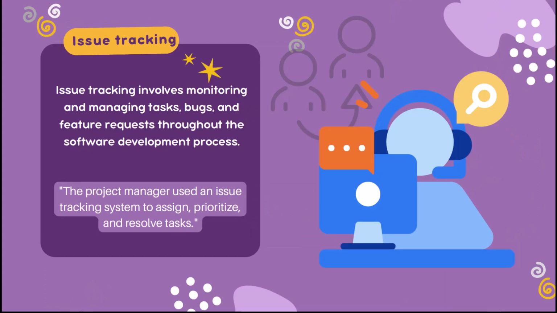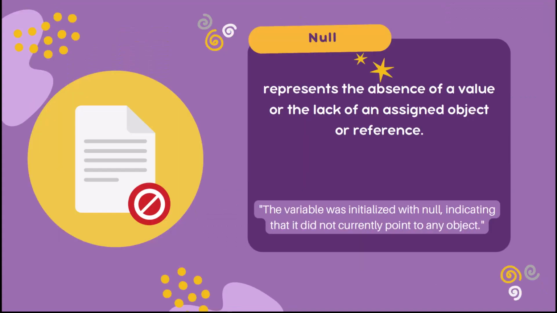Issue tracking. Issue tracking involves monitoring and managing tasks, bugs, and feature requests throughout the software development process. Example: the project manager used an issue tracking system to assign, prioritize, and resolve tasks. Null. Null represents the absence of a value or the lack of an assigned object or reference. Example: the variable was initialized with null, indicating that it did not currently point to any object.